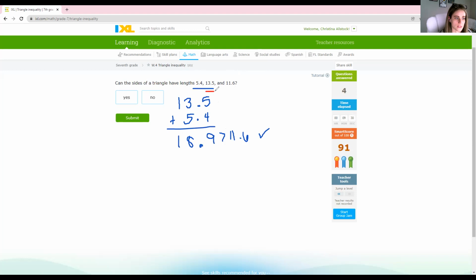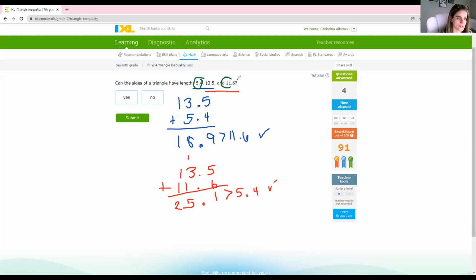So 13 and 5/10 and 11 and 6/10. When you're adding, it doesn't matter which number you put first as long as you line up your decimals. So 6 plus 5 would be 11. Make sure to carry that 1. 3 plus 1 is 4, plus another 1 is 5. Bring that decimal straight down. So is that greater than our third side of 5 and 4/10? Yes, sirree. Let's try our final set.